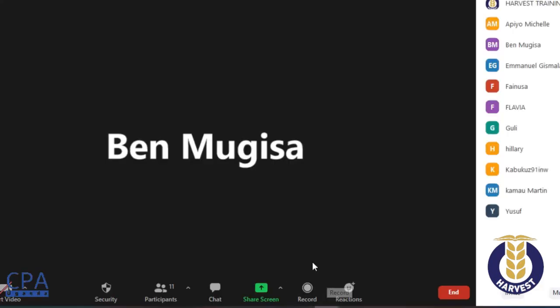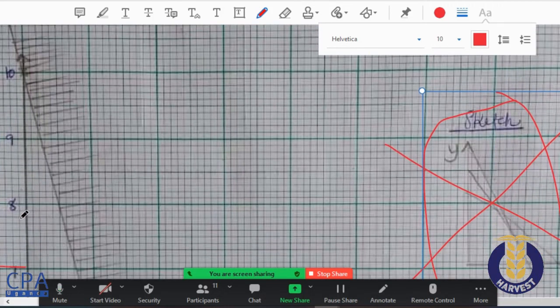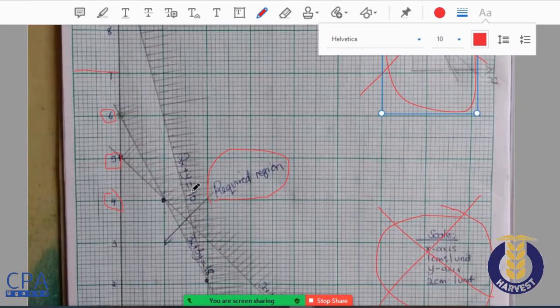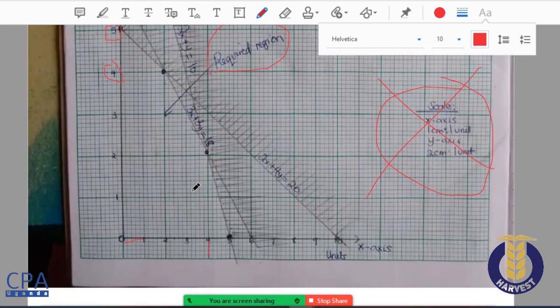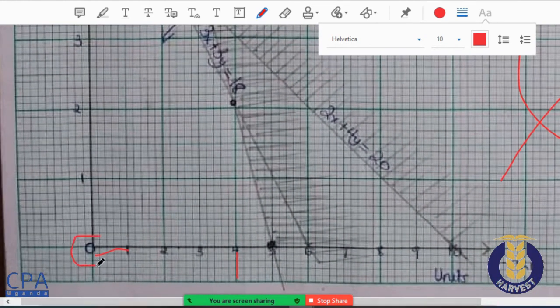The next rule is the beginning of your graph. Under linear programming, not for all other graph work, only linear programming. Your graph should begin from 0, from the origin, as you can see what the student did. So the student is showing a general O. You should show the 0 for X, show the 0 for Y. The graph must begin from the origin.